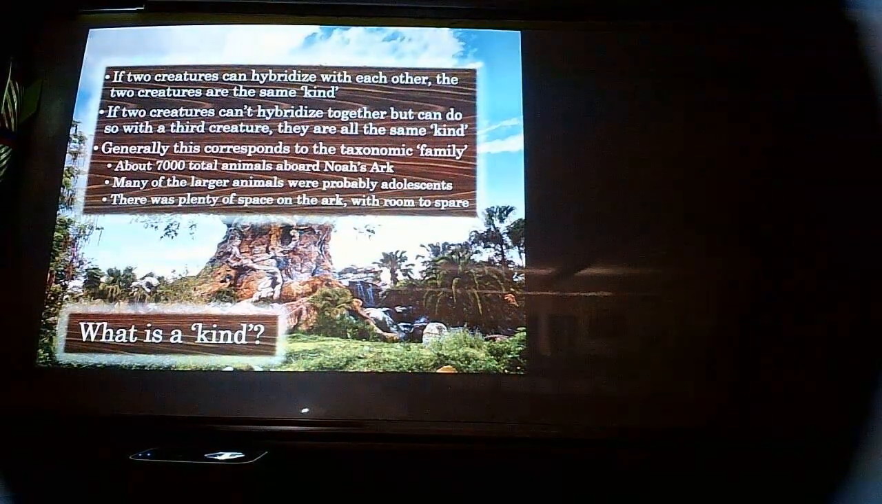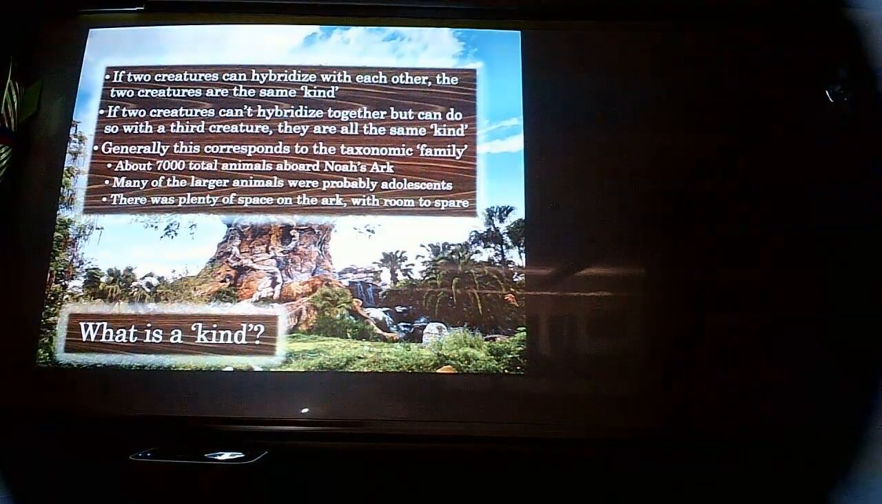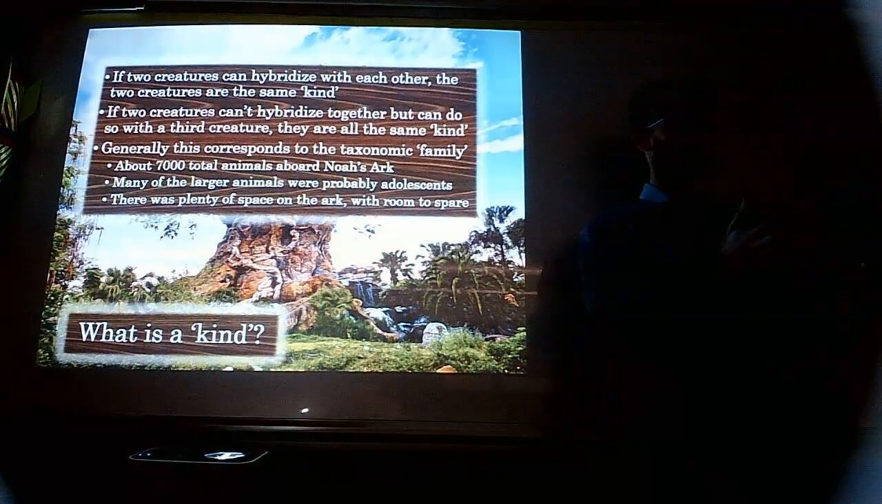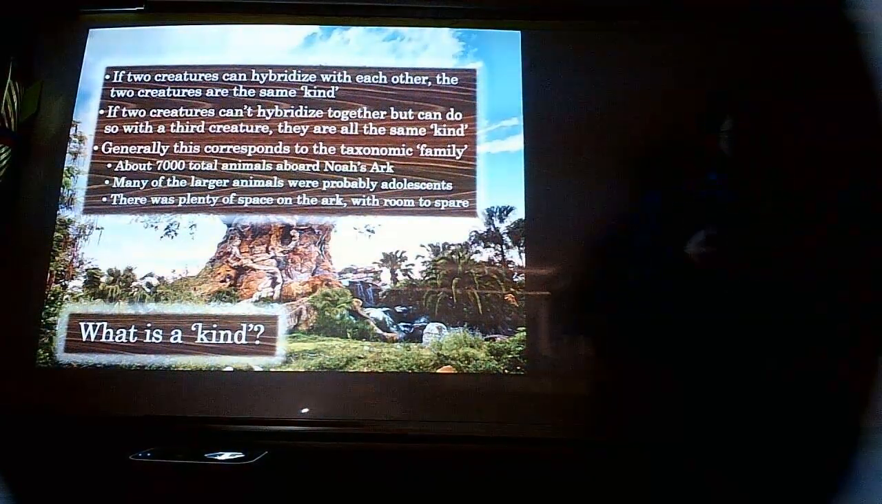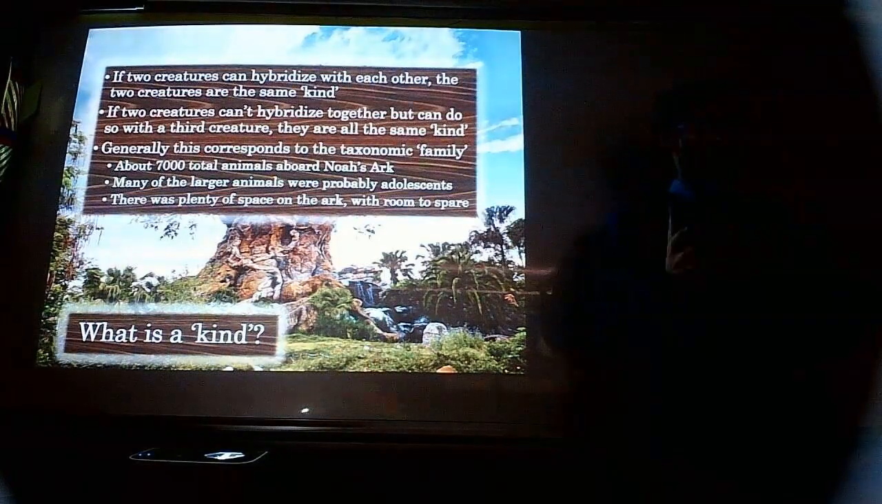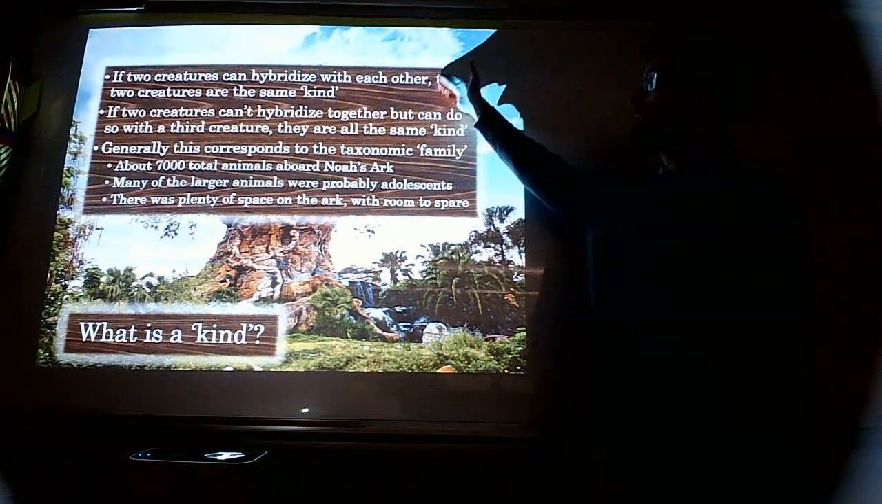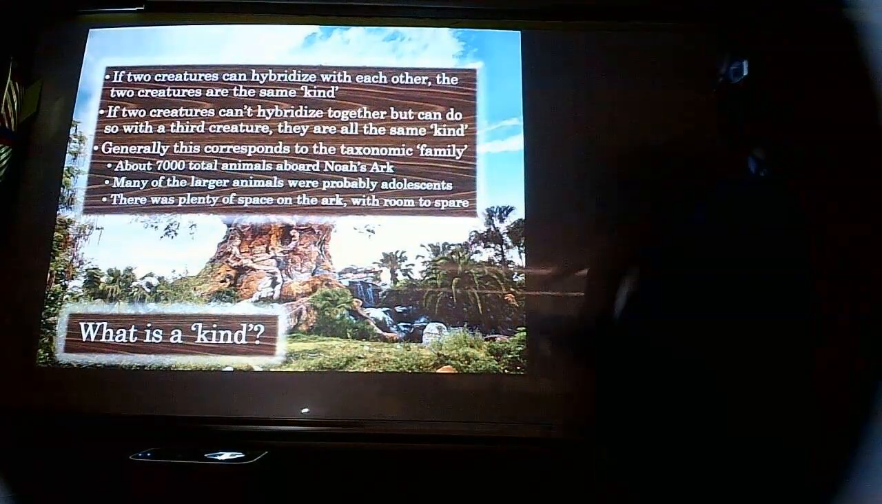So the way that we would define a kind in terms of what the Bible has plainly told us, if creatures can reproduce according to their kinds, then if they can reproduce together, they are the same kind. So that's what these first two definitions kind of bring together there.